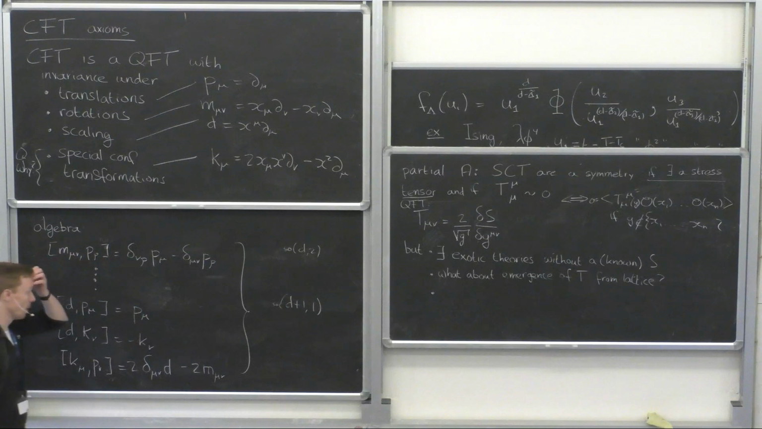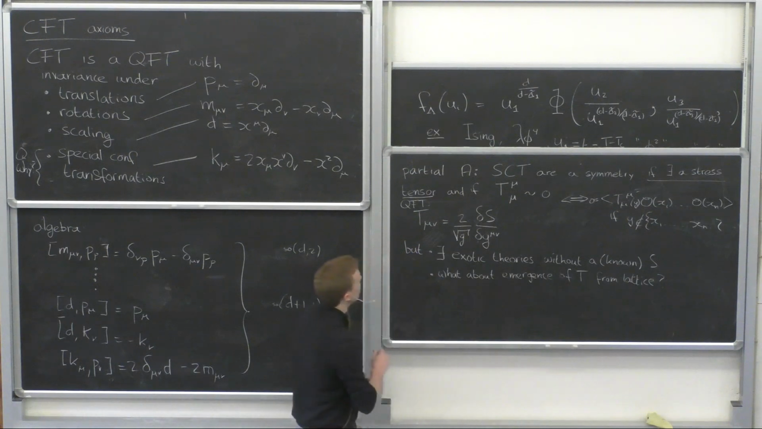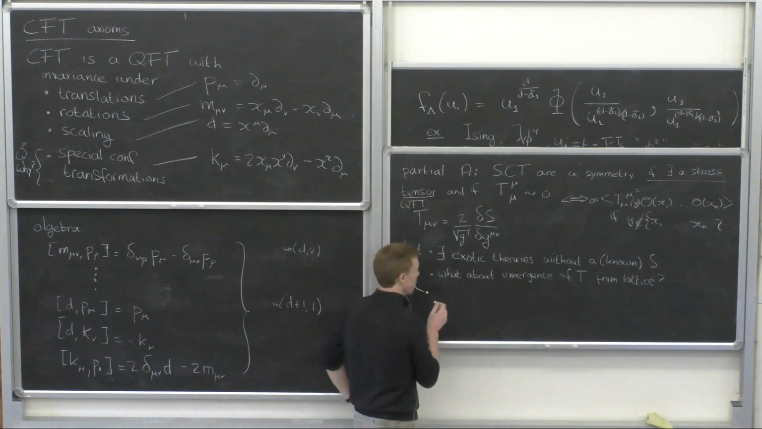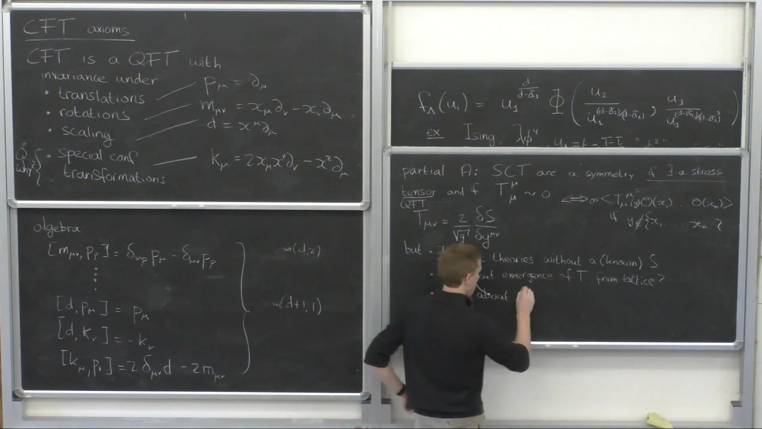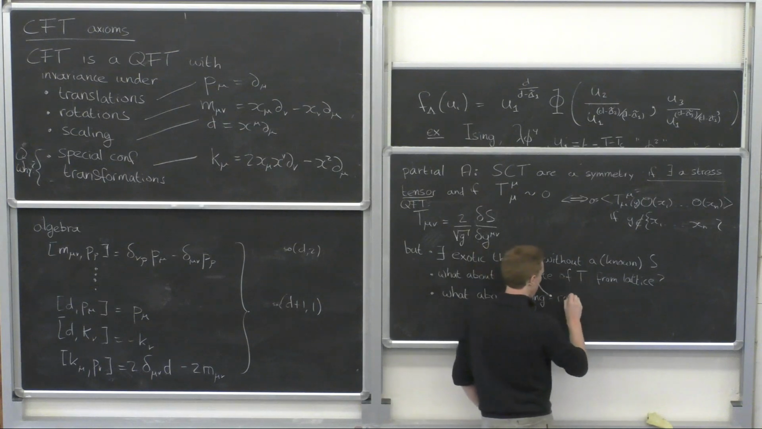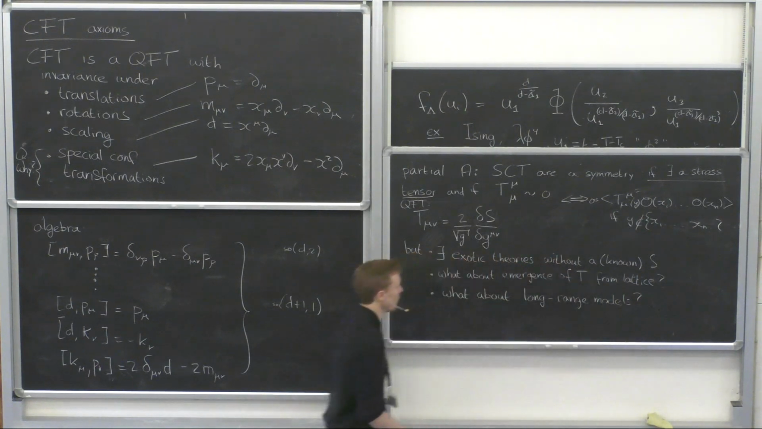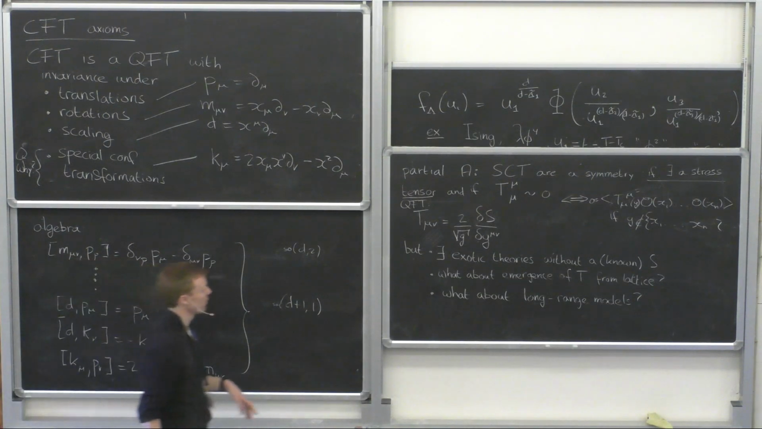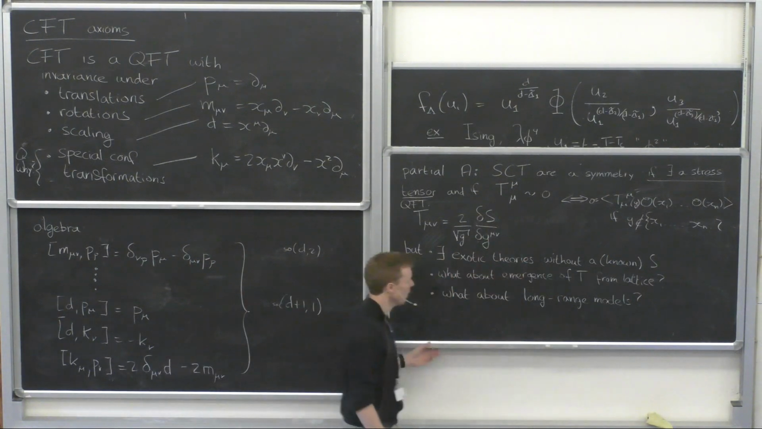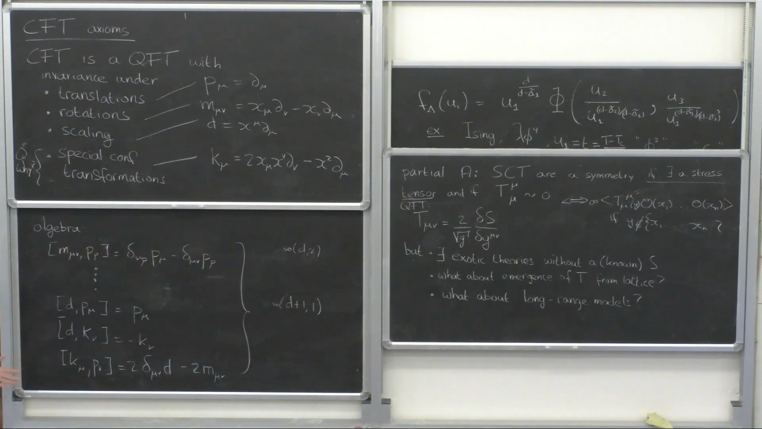And lastly, what about in particular long-range models, where we say the stress tensor is a mark of locality, but long-range models are not local. They don't have a stress tensor, not as a local operator in any case. But long-range models do seem to become conformal at their critical point.